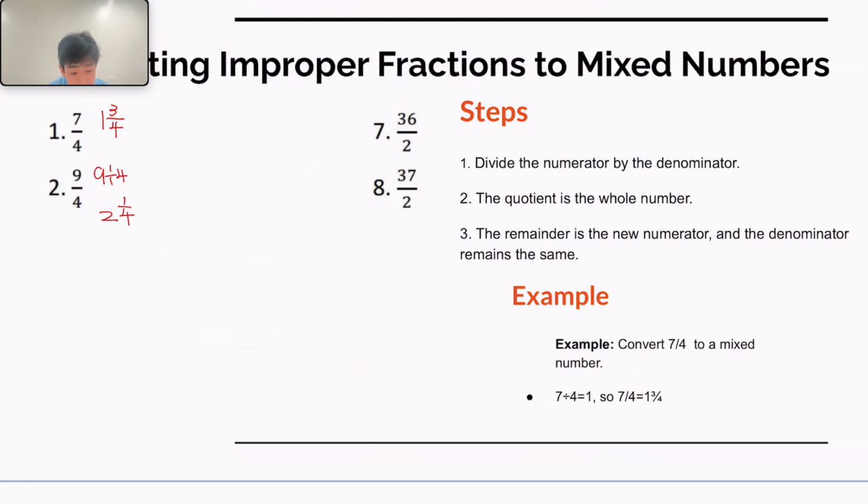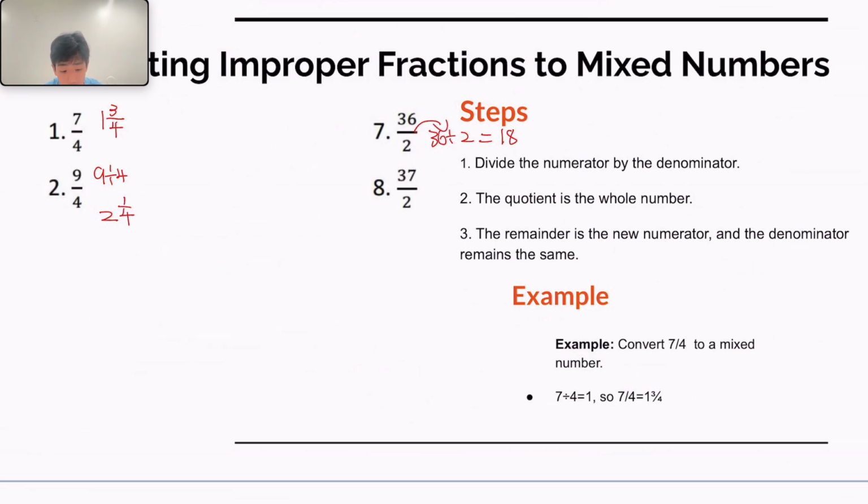Number 7 here, 36 over 2. So you divide the numerator by the denominator first. 36 divided by 2 will just result in the whole number 18. So you just write 18 here. As we talked about earlier, you can see this line in the middle as the divide symbol here.